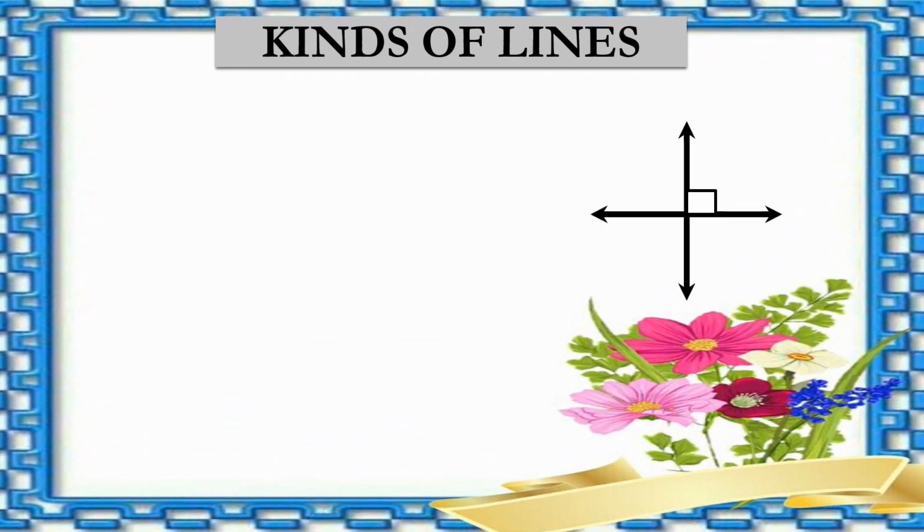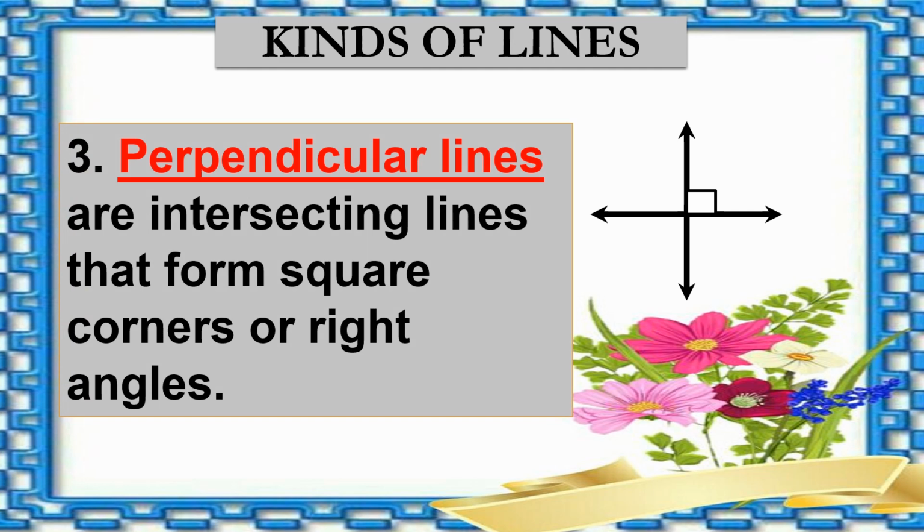The last one. Can you tell me what kind of line is this? Very good. This is a perpendicular line. So when we are talking of perpendicular lines, these are intersecting lines also, but they form a square corner or a right angle. So this represents a square corner and a right angle. Now, did you understand the kinds of lines? We have only 3 kinds of lines: parallel, intersecting, and perpendicular lines. Did you get it?